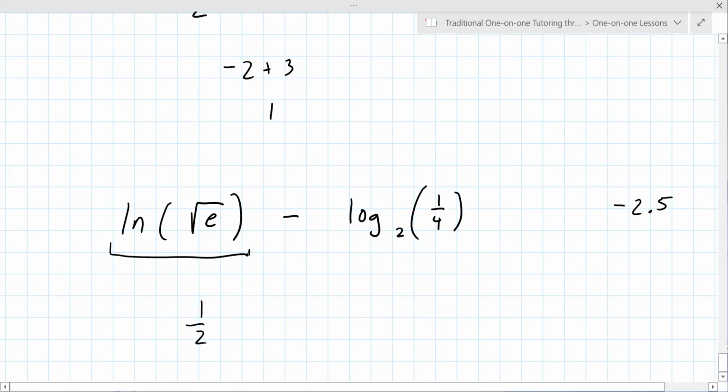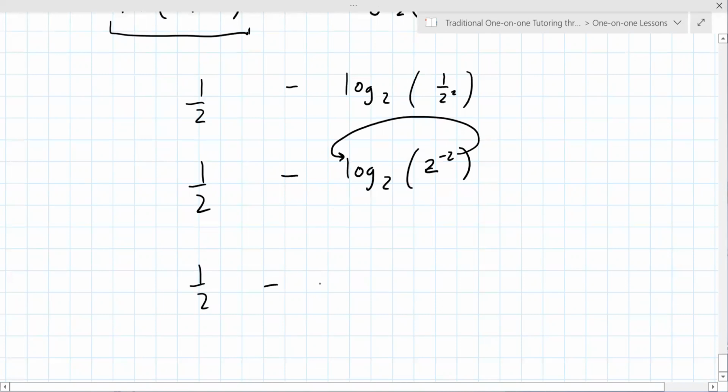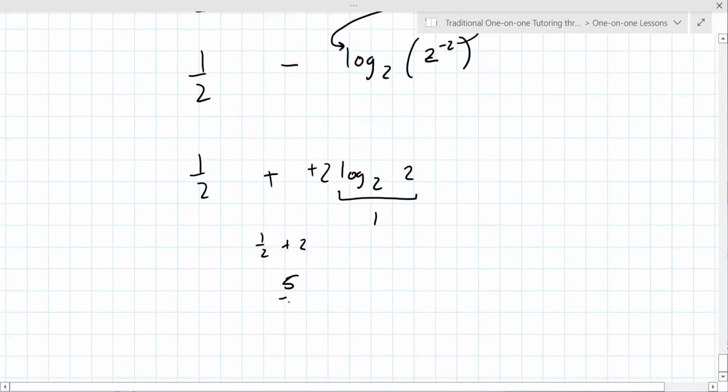1/2. Okay. Now the one on the right here, I'm going to do a little bit of writing. It becomes 1/2 squared, and then it becomes 2 to the -2 power. So that -2 comes out in front. So you get 1/2 minus a -2 log base 2 of 2. So those become +2, and log base 2 of 2 is 1. So it's 1/2 plus 2. And I get positive 5/2 or 2.5 for this one.